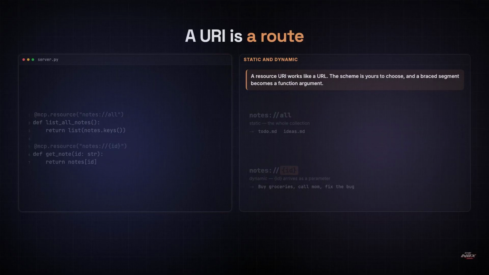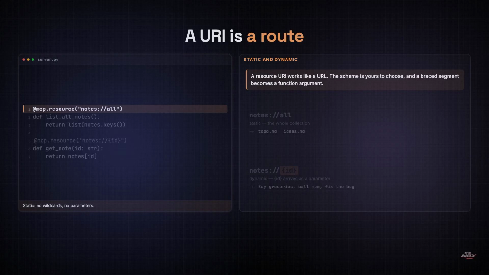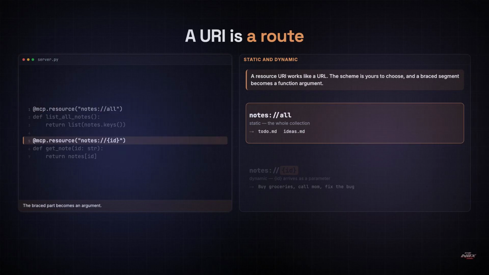A resource is data your own code fetches, and each one is addressed by a URI. Notes://all is a static resource, which always returns the same kind of thing. Here, the list of every file name. The scheme at the front is yours to invent. MCP doesn't care whether you call it notes or files or anything else.